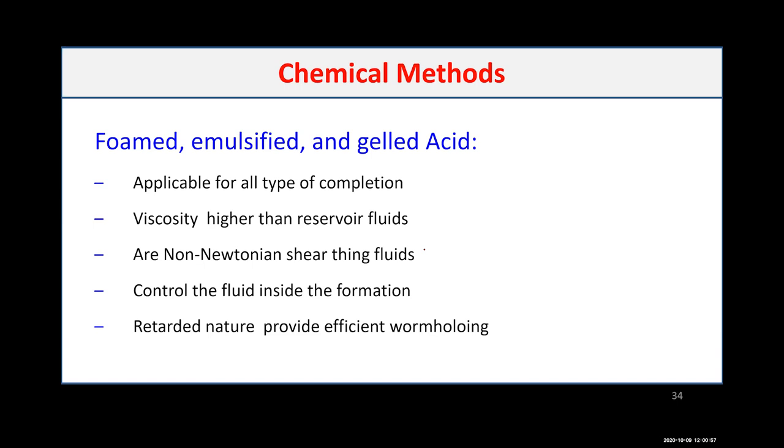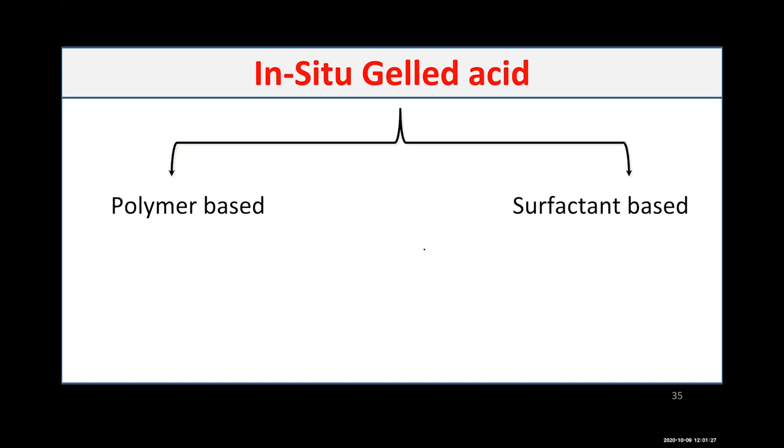All these chemicals transform the fluid to have a non-Newtonian shear thinning behavior. So when you pump it at a higher rate, it will have a low viscosity, but as it goes inside the formation, it will have a really high viscosity. It helps you control the fluid inside the formation and also gives you good retardation. The wormholing will be much more efficient using this chemical method. So mainly we have tools for the chemical method.